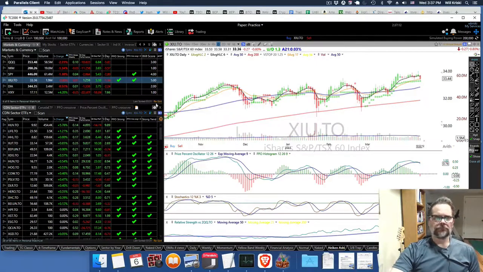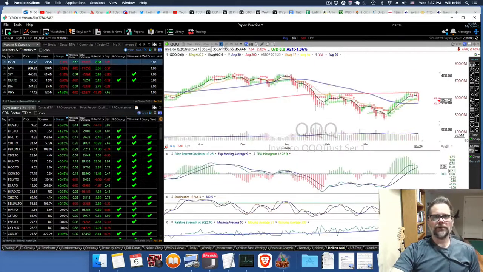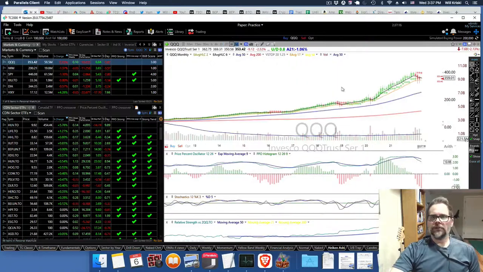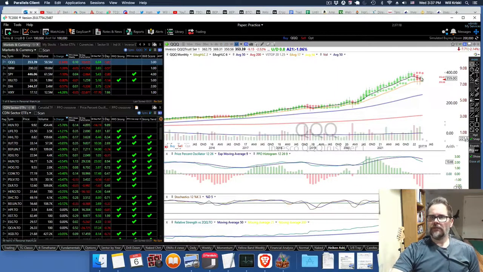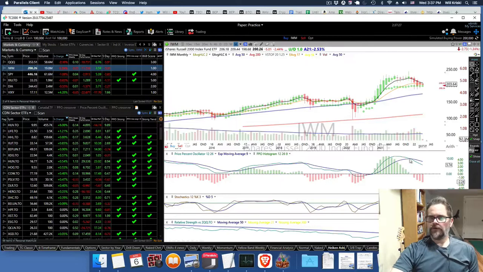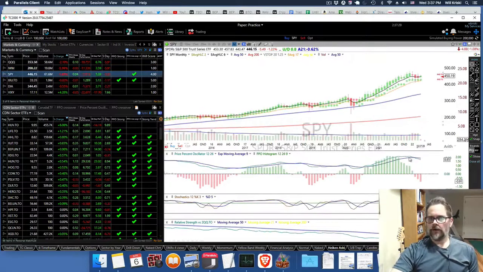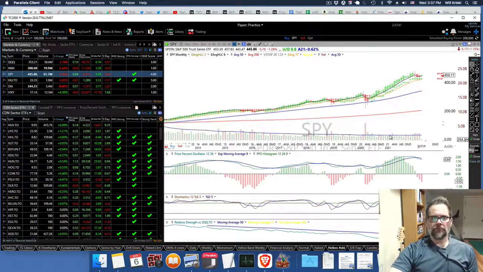and wait for the next opportunity. Oh yeah, one thing I wanted to mention was if we go to monthly charts, you can see that we have red dots and we have a crossover a couple of weeks ago or months ago. So that's a negative. Same with the IWM and S&P 500, see the price percent oscillator, they've all crossed here. So the monthly momentum is down. There might be little swings from week to week or day to day, but the momentum is down at this point in time.